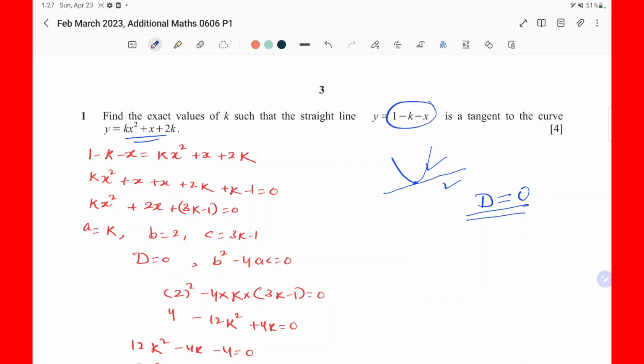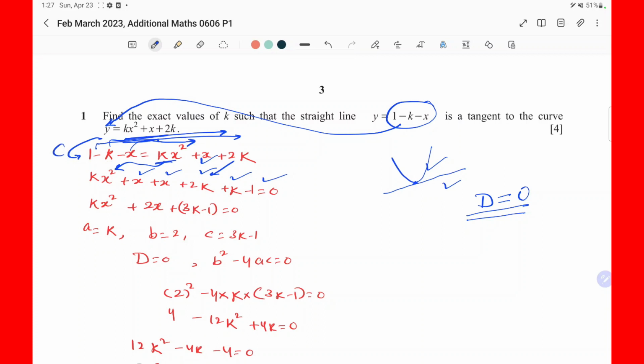So what I'm going to do, this y which is 1 minus k minus x, I am going to put over here. So now this y became 1 minus k minus x, and this is kx squared plus x plus 2k. So now this kx squared I kept here, this minus x, when you shift to the right side it is plus x, and 1x is over here already, this 2k is here, and this k when you shift to the right side it's plus k, and then if you shift 1 to the right side it is minus 1, and here nothing, 0 is left, so 0 is here.